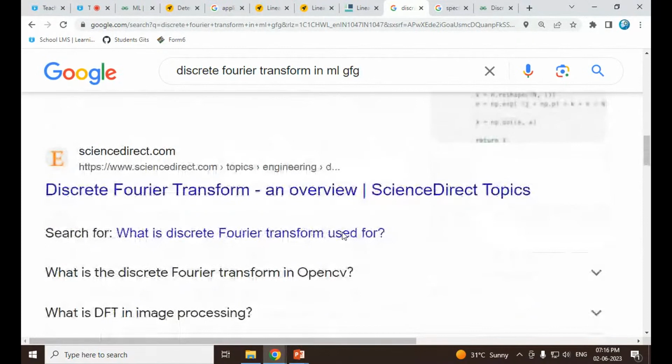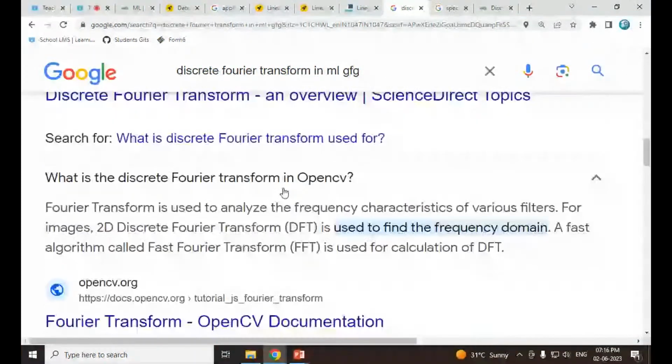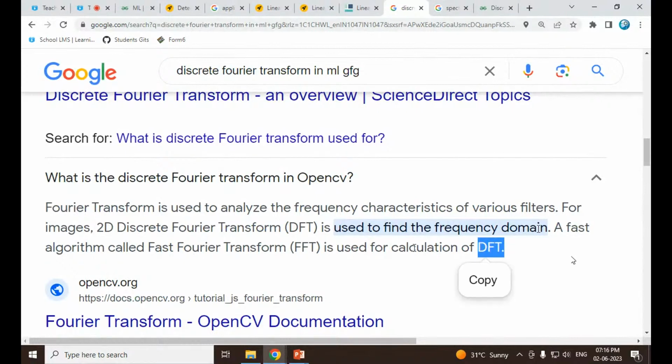In OpenCV, I hope all of you have heard of OpenCV from me earlier also. That is used to handle image processing, as well as video analytics, OpenCV, a machine learning library. Fourier transform is used to analyze the frequency characteristics of various filters. Filters from OpenCV for images, 2D discrete Fourier transform is used to find the frequency domain. A fast algorithm called fast Fourier transform is used to calculate the DFT. That is your discrete Fourier transform.